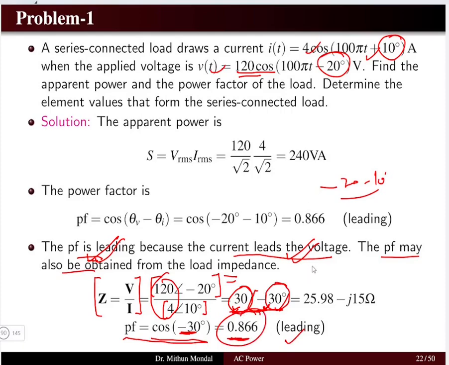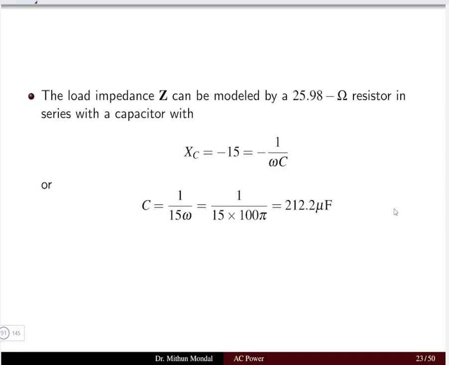So you can determine the power factor by either values of the voltage and the current or from the load impedance. Sometimes you will be given the phasor value of the voltage and the current. Sometimes you will be given the instantaneous value. So you can determine the power factor from any aspect. Now, the next part of the question was, what type of impedance do the series connected load have?